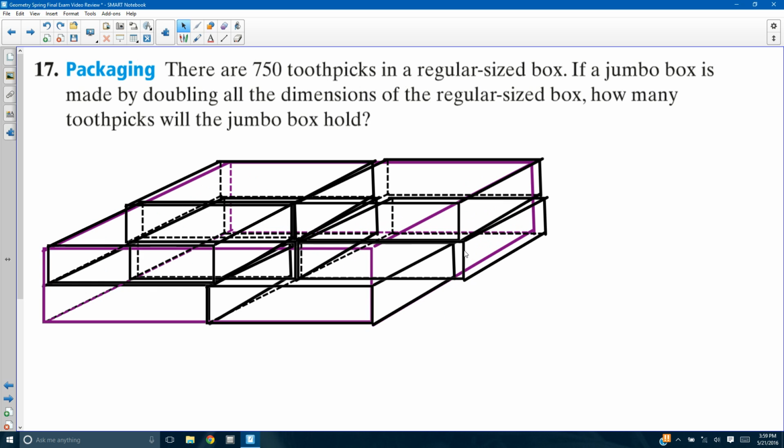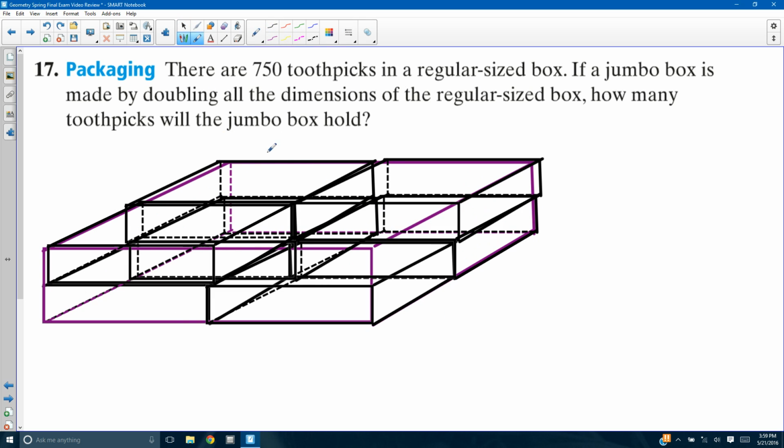Assuming I put them all in, that's 8 of them, right? Not that you needed to draw this in your thing, but if you're doubling all the dimensions of the regularly sized toothpick box, then you've made a larger jumbo-sized toothpick box that is 8 times as large, because you can fit 8 of them in there, which means you can fit 8 times the amount of toothpicks in there that you could before. So really, your final answer is just going to be 8 times 750, which I believe is 6,000.